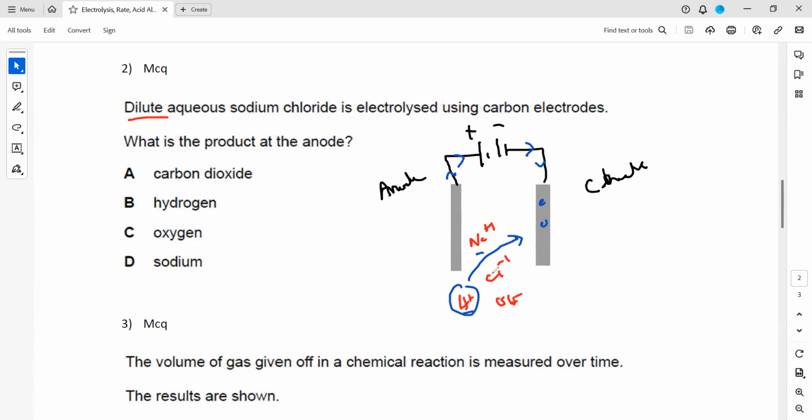Then because it's a dilute solution, it contains less salt and more OH- ions. So the hydroxide ion will move there. When the hydroxide ion moves there, it will be oxygen gas, because 4OH- gives O2 plus 2H2O plus 4e-. So hydrogen will be at the cathode and at the anode there will be oxygen, because this is a fixed equation: 4OH- gives O2 plus 2H2O plus 4e-.